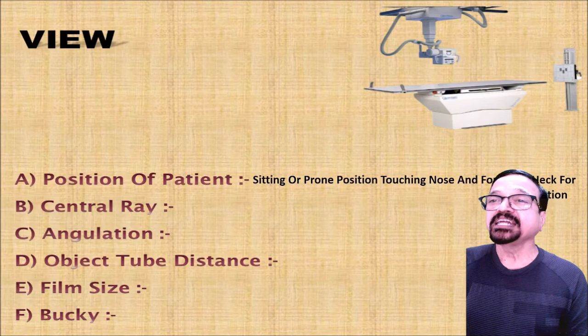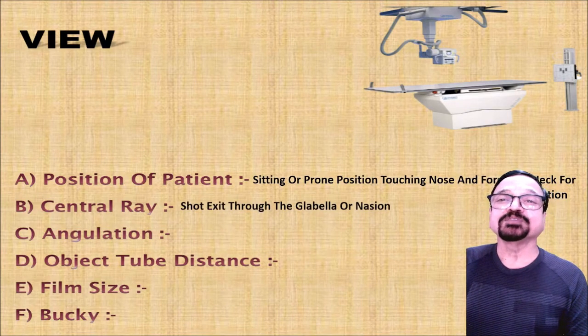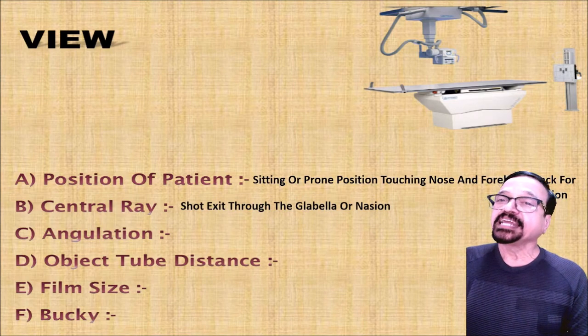In this the patient is sitting or prone, it is PA. So it is a sitting or prone position, touching the nose and forehead to the cassette. And check for the rotation. The patient should not be rotated, otherwise it will come distorted. The ray should exit through the glabella or nasion.